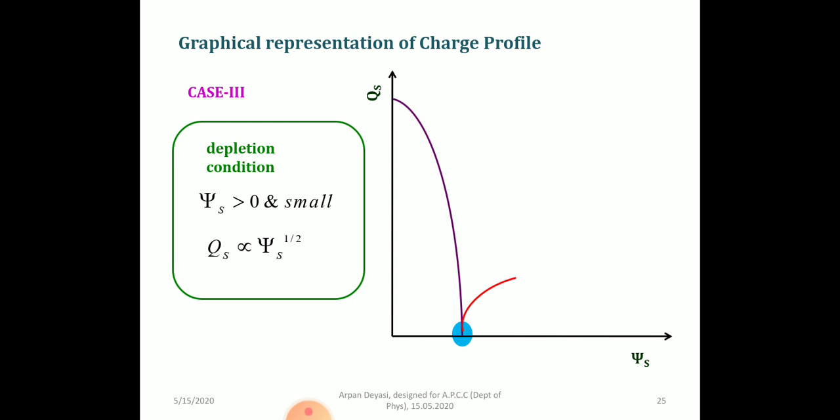Why? Because psi s is greater than 0 but small. Actually, if applied voltage is small, then the corresponding surface potential also becomes small, and that is represented by this band diagram. So this is my case number 3. Now I am coming to the last case, which is my case number 4.